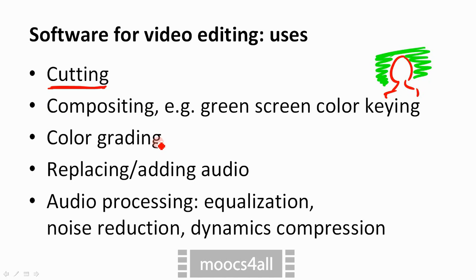Color grading refers to color correction. For instance, the skin may look too reddish or too yellowish. By color grading in the video editor, you get rid of such tints.